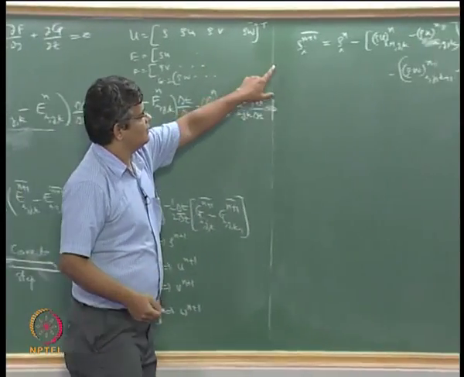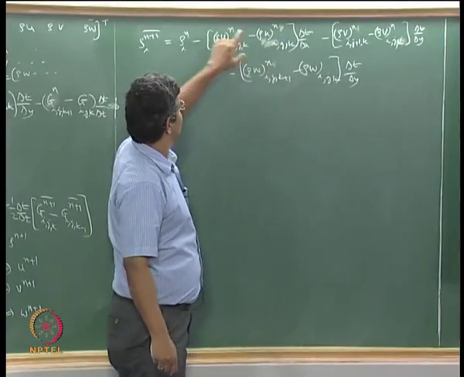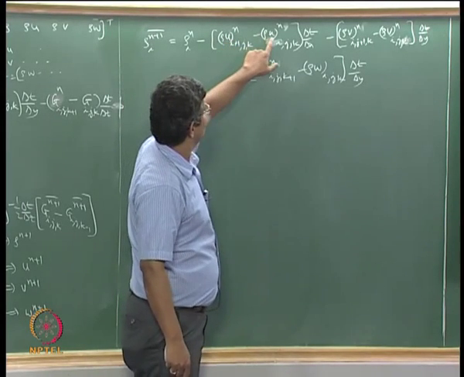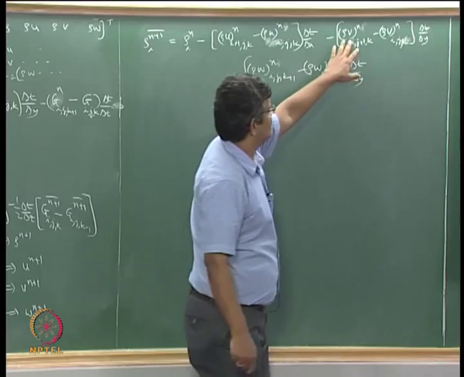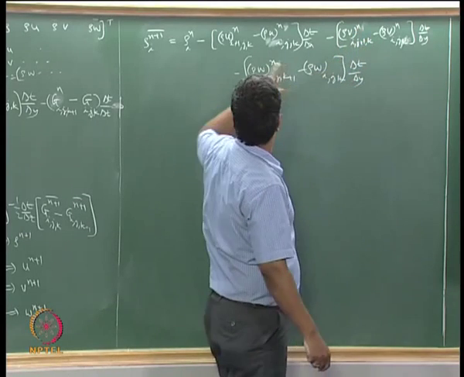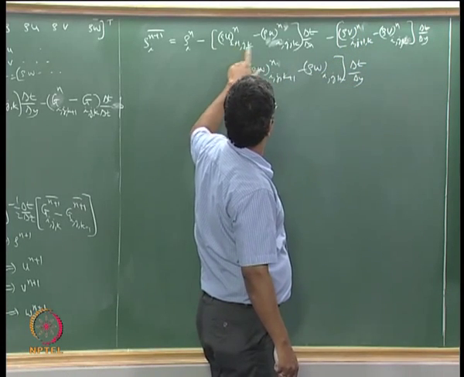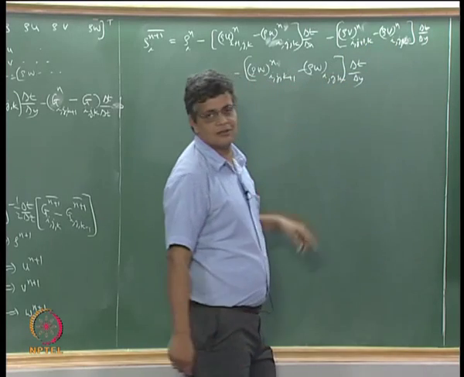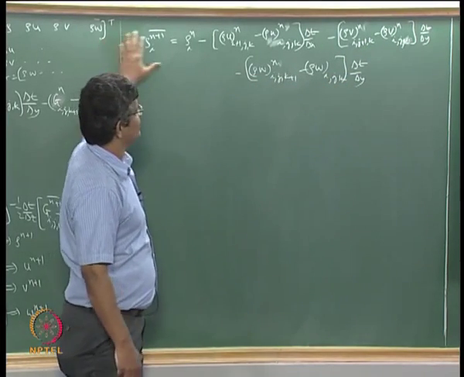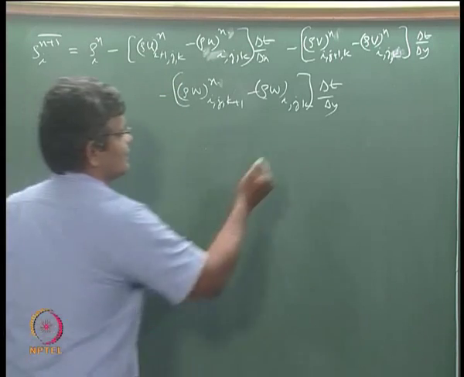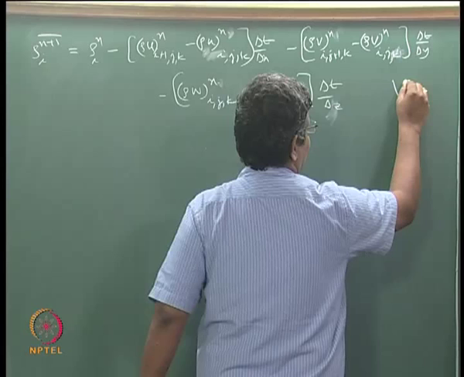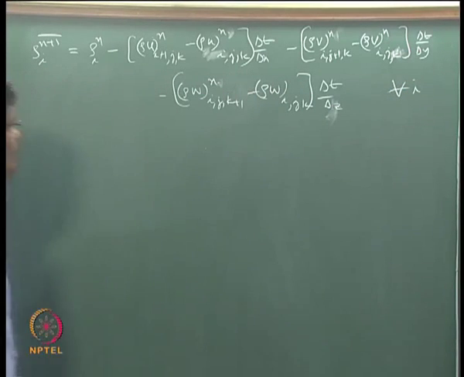So we solve this equation knowing the values of rho, u, v at the nth time step for all points, that is i plus 1, i, j plus 1, j, and k plus 1, k. So this is an explicit form, this is delta t by delta z. This is evaluated for all i, and then we come to the corrector step.